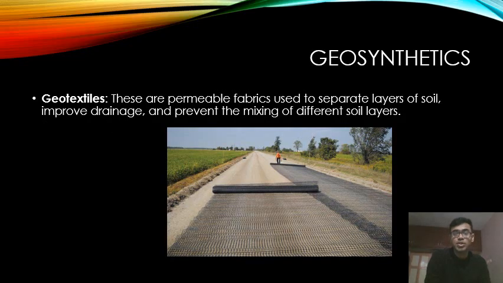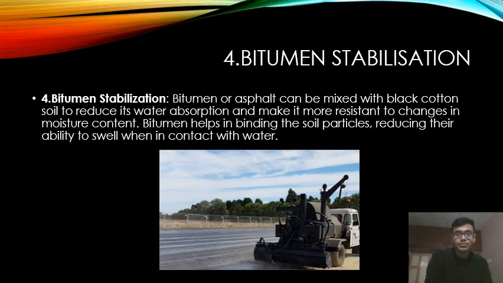And another one is the geotextile. Here you can see the geotextile, a plastic sheet-like thing, used to improve the properties of the soil. These are permeable fabrics used to separate the layers of soil, improve the drainage and prevent the mixing of different soil layers.